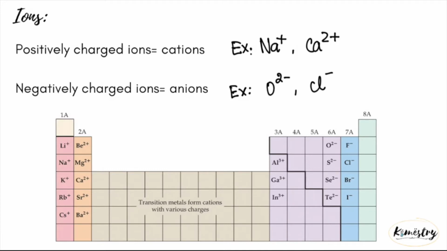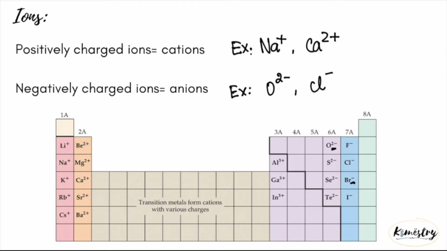This table shows the elements that form predictable ions. You will always see oxygen with a 2- charge, bromine with a 1- charge. Basically halogens will form a -1, while group 6A will form a -2, group 1A will form a +1, and group 2A will form a +2 charge.